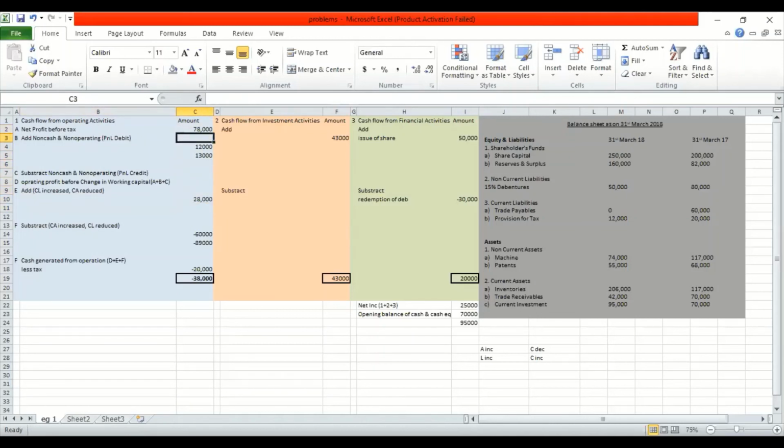So over here, my cash from operating activity became minus 38. On that minus 38, I added this 43,000. On this 43, I added 20. I got a figure of 25,000. On this 25,000, I should always add the opening cash and cash equivalent. What is that? 70,000. Okay, and see what figure I'm getting. 95. So 95,000. How do you know if your answer is right? If you notice, the closing current investment is 95. That's how we understand it is 95.